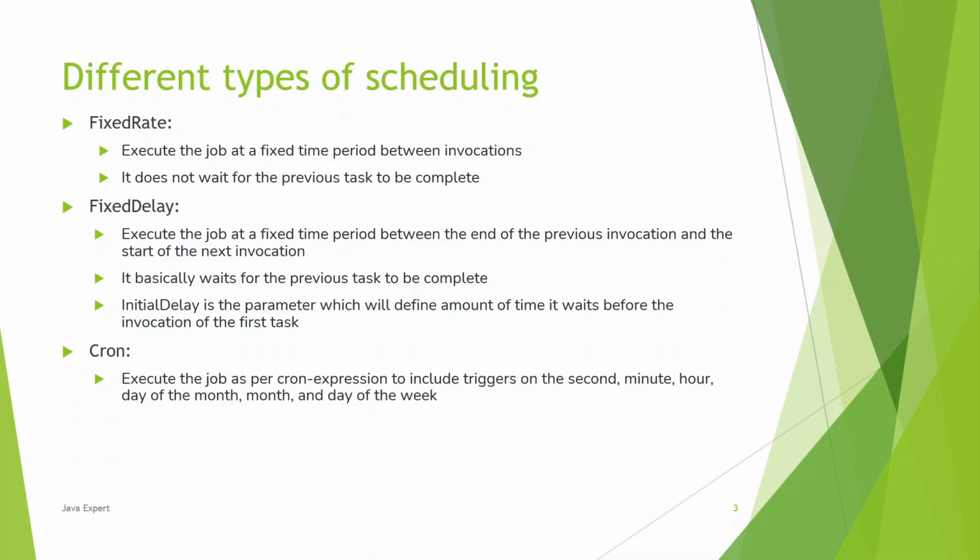We'll come to the next one, that is cron. The cron job runs as per the cron expression, which includes triggers on second, minute, hour. We can define 7 different parameters separated by spaces, where we define at which frequency your job has to execute: which second or which minute, in which hour, which day of month, on which month, which day of week. There are many combinations you can play around with to see how a cron job works.